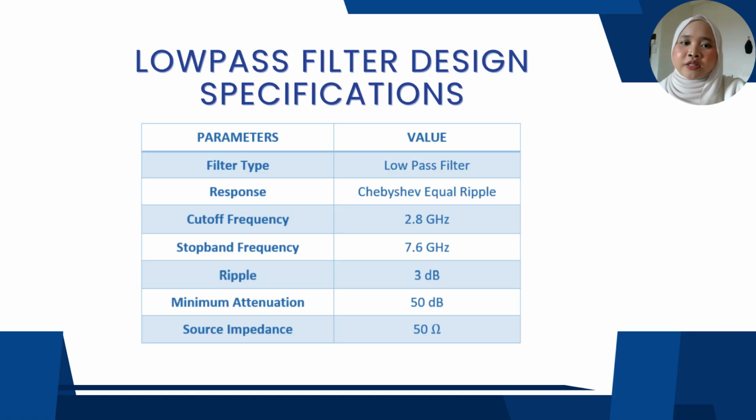This slide shows the design specification of the low-pass filter. We use a Chebyshev equal ripple response with a cut-off frequency of 2.8 GHz. The stop band frequency is 7.6 GHz with a ripple value of 3 dB. The minimum attenuation required is 50 dB and the source impedance is 50 ohms. These specifications are used as the target during the filter design process.